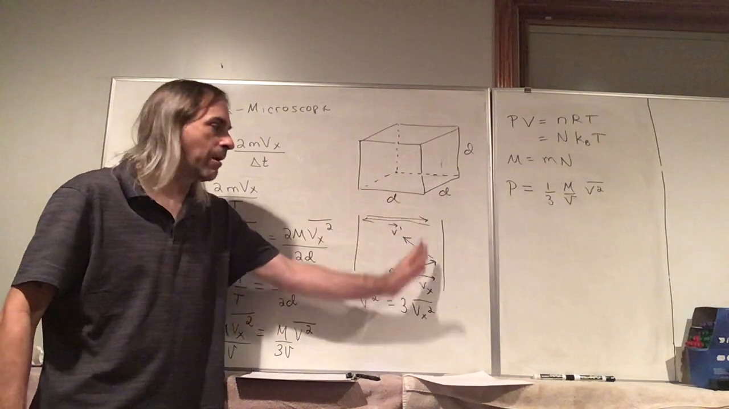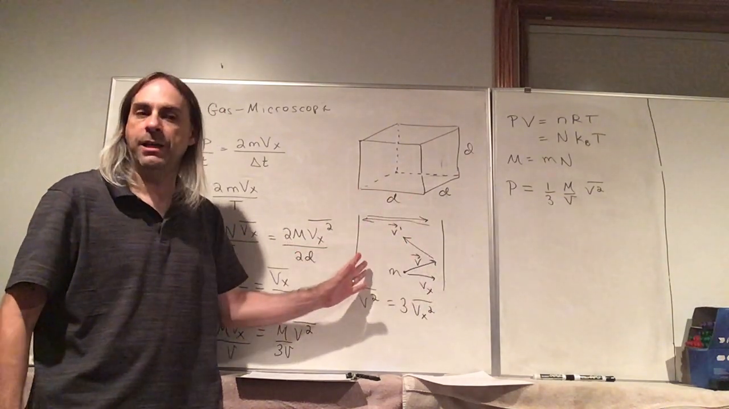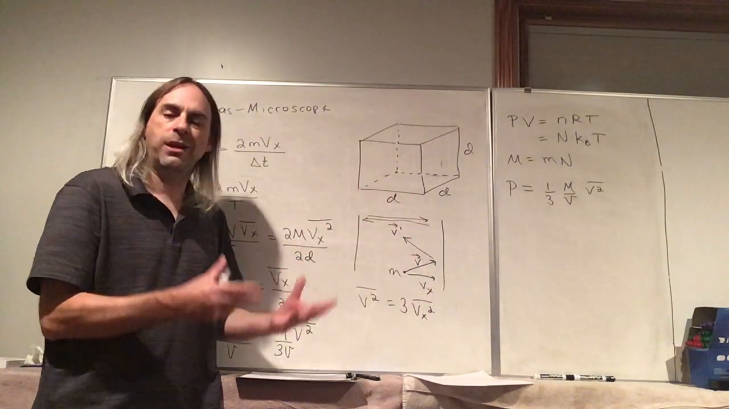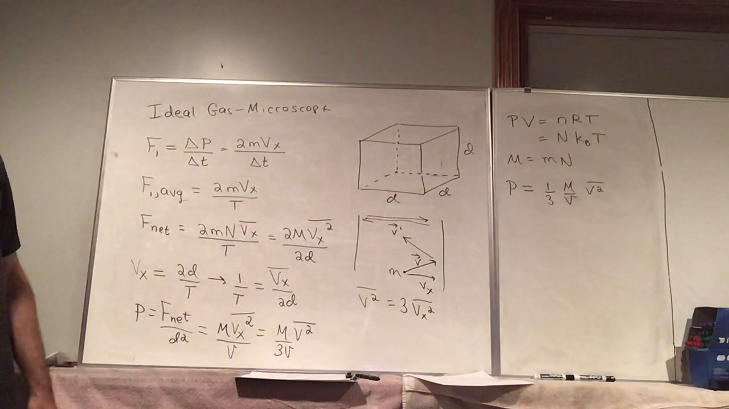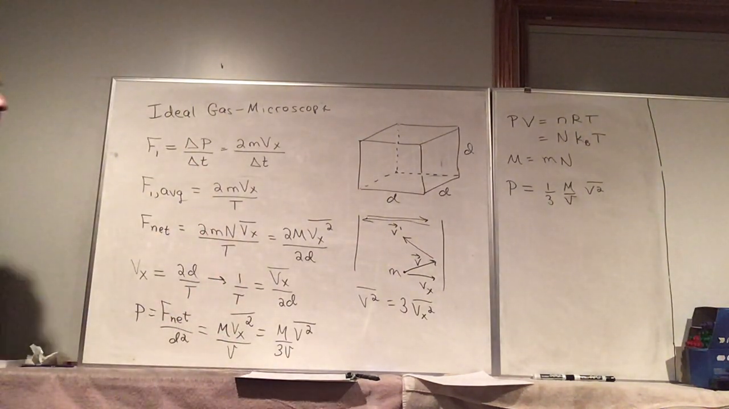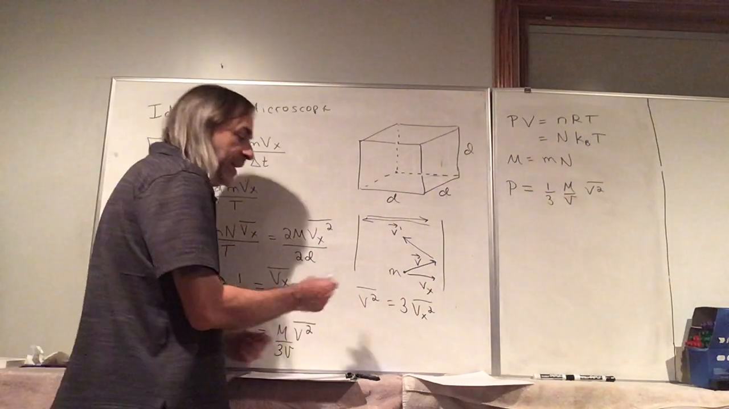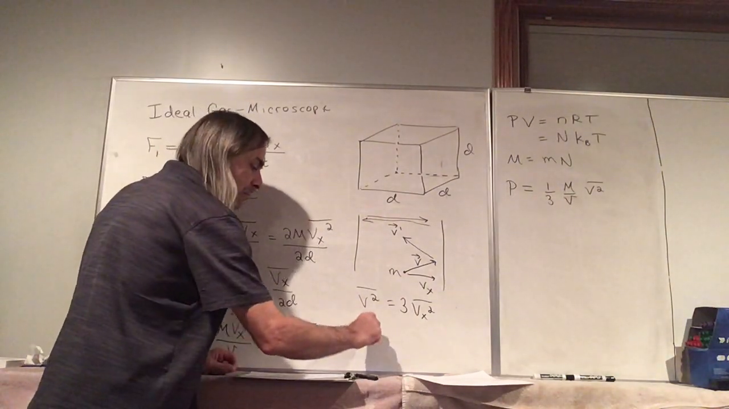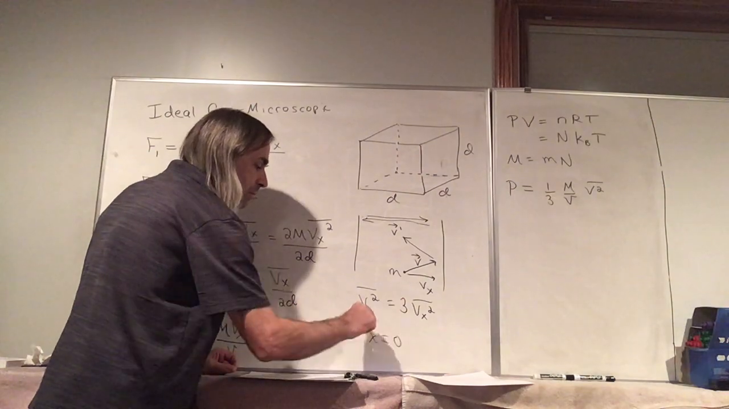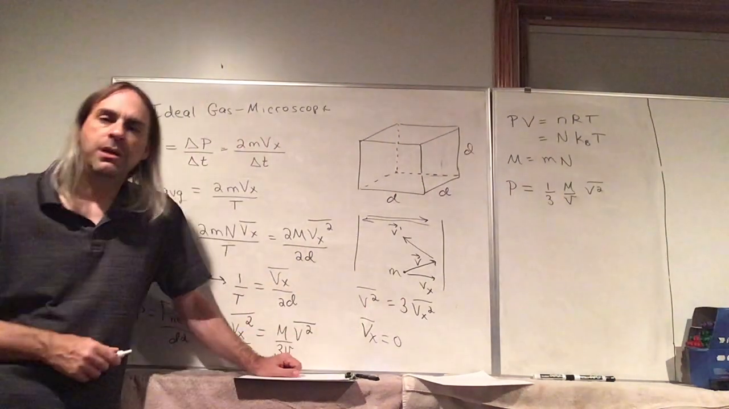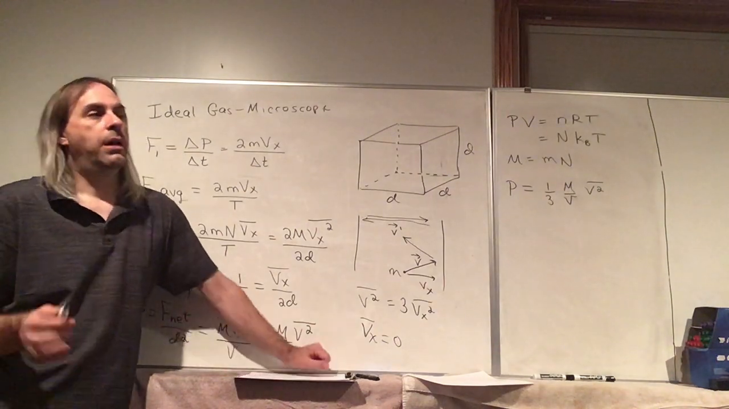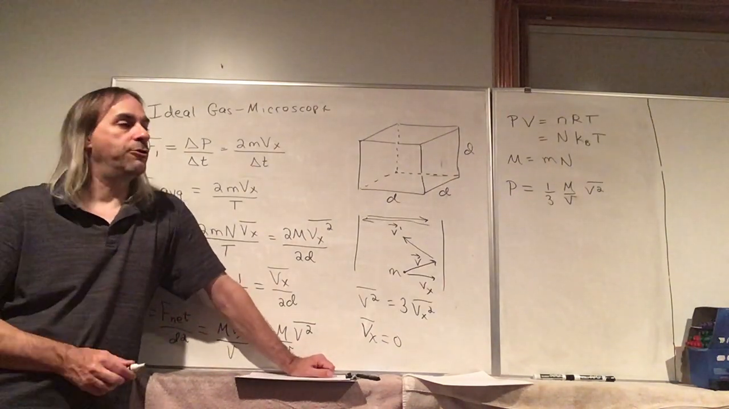So we're going to be adding a lot of positives and a lot of negatives, and those two are going to cancel each other out because there's no preferred direction. And so the average Vx, if you just look at the x component of velocity, its average value is 0. That is not very useful information.